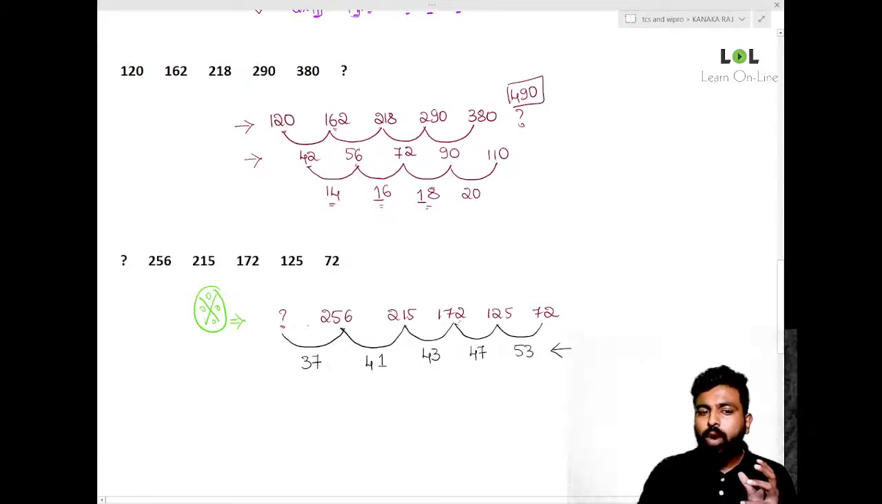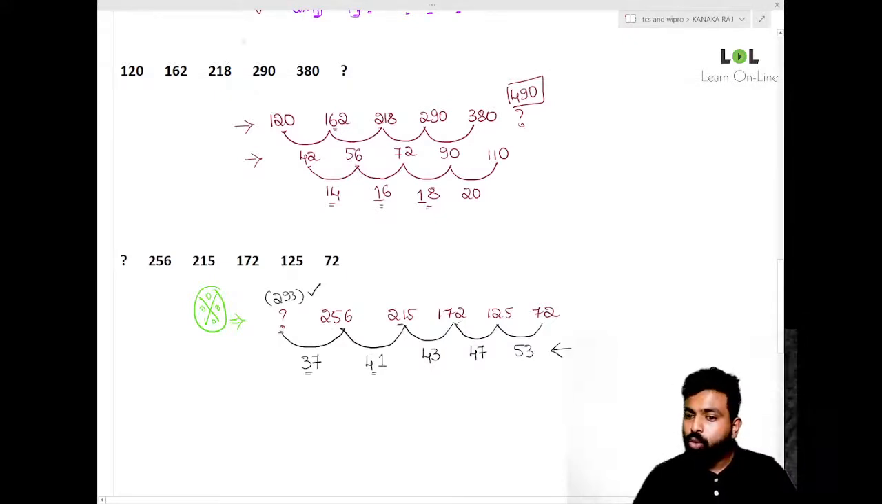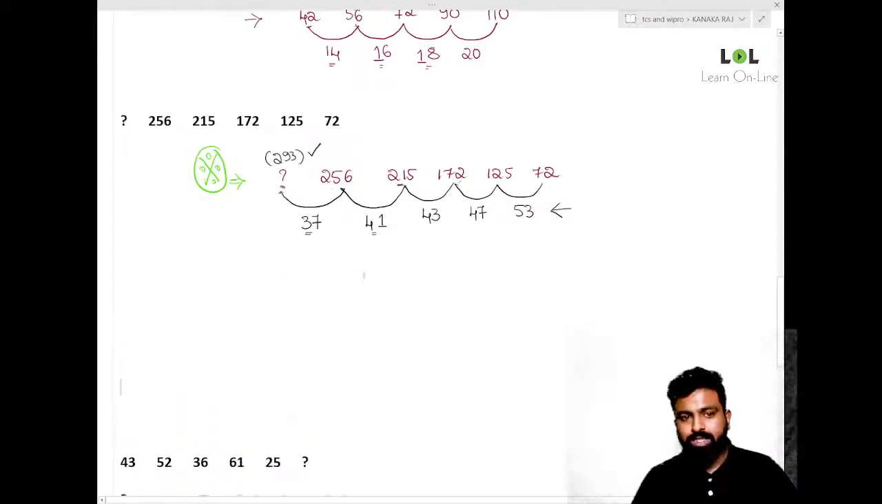So how will I get this number? 215 plus 41 gives you 256. So 256 plus 37 should give you the answer. What is 256 plus 37? The answer here is 293, which is the correct answer. 293 is the right answer. But then I told you this is an exception case. There are two different answers for the same question. How is that? Observe this carefully.